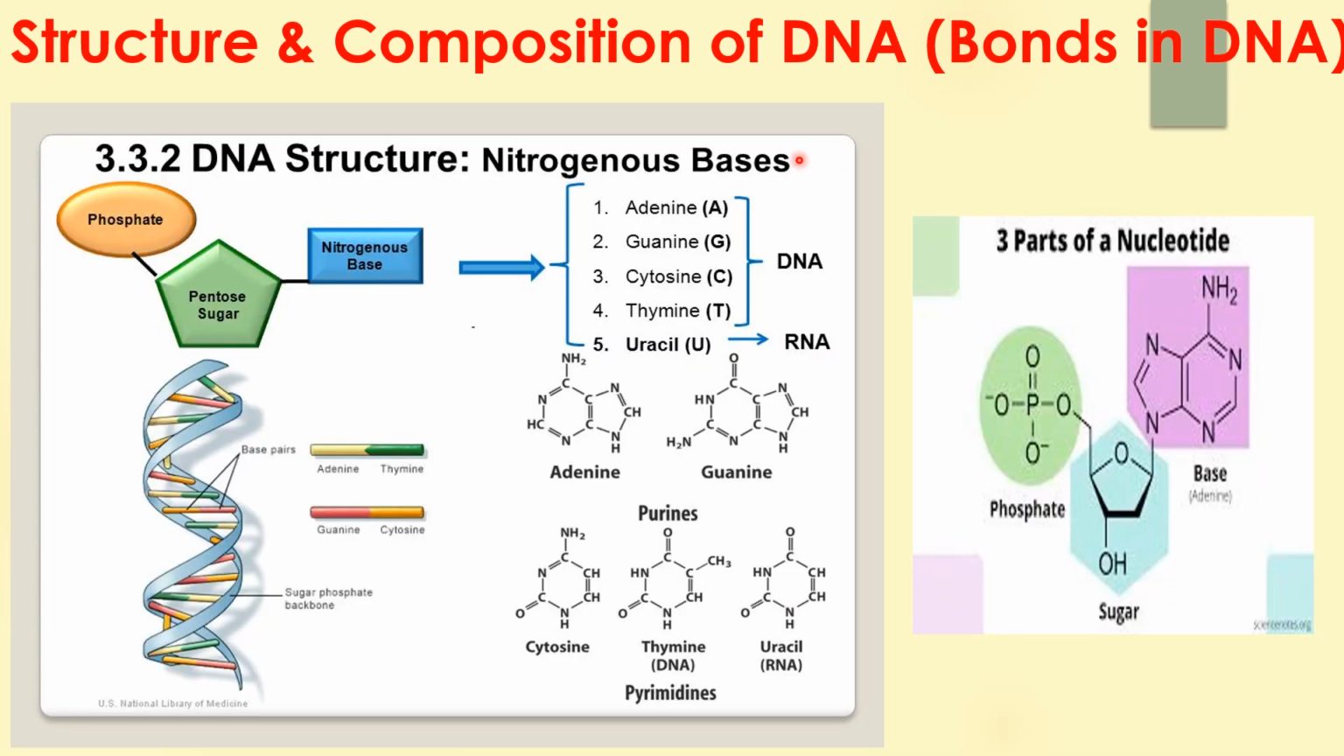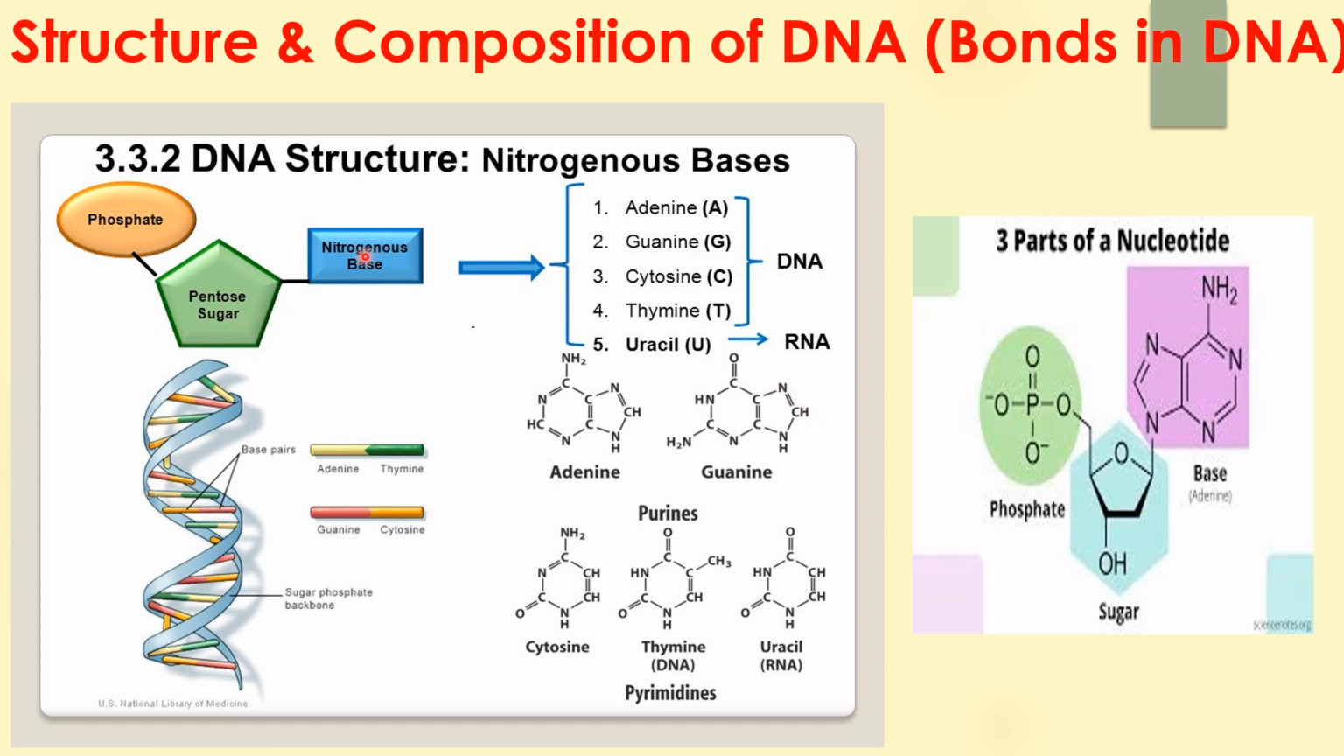Next, this is a summary of the structure and composition, which is very important from the exam point of view. Nitrogenous bases, you know very well: adenine, guanine, cytosine, thymine, out of which adenine and guanine are the purines, and cytosine and thymine are the pyrimidines. Cytosine and thymine have a single ring, see the structure, whereas adenine and guanine, the purines, have a fused ring structure. Remember this.